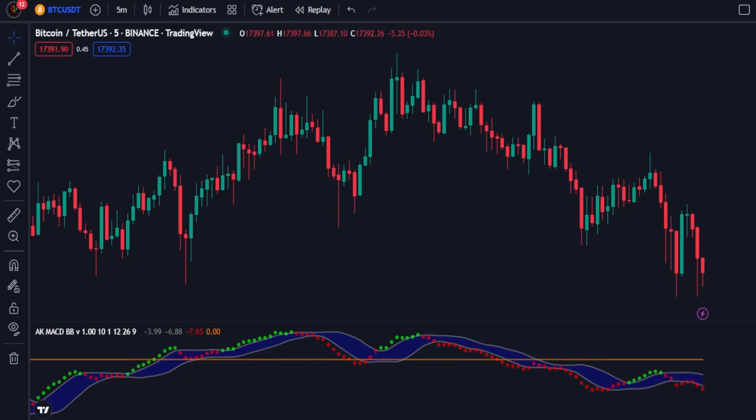But just like most strategies, we cannot only rely on one indicator. So for that, we need to add a few more indicators to make a strong and profitable strategy. Click the Indicator Search tab and type in SSL Hybrid.